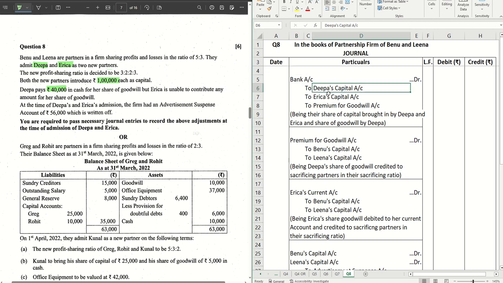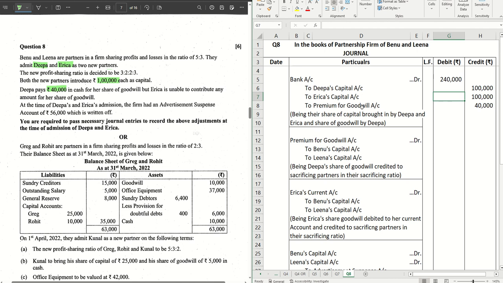So the first journal that we have is bank account debit to Deepa's capital account, to Erika's capital account, to premium for goodwill. So Deepa's capital account, the amount will be 1 lakh. Same for Erika as well. And premium for goodwill will be 40,000. So all in all, the bank account will be debited with 2,40,000.